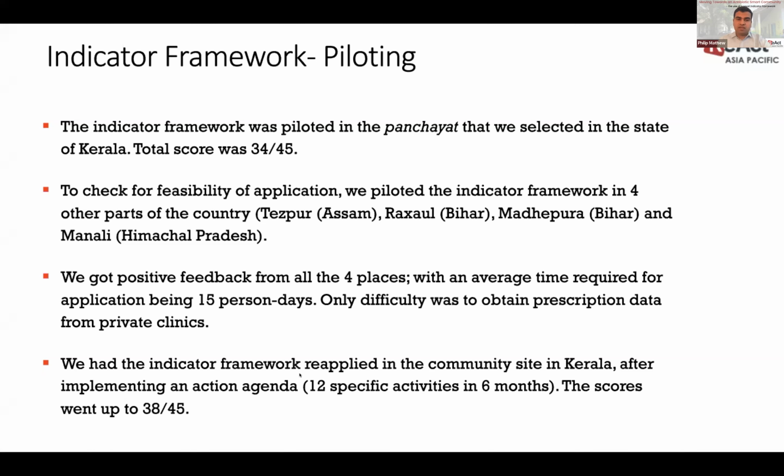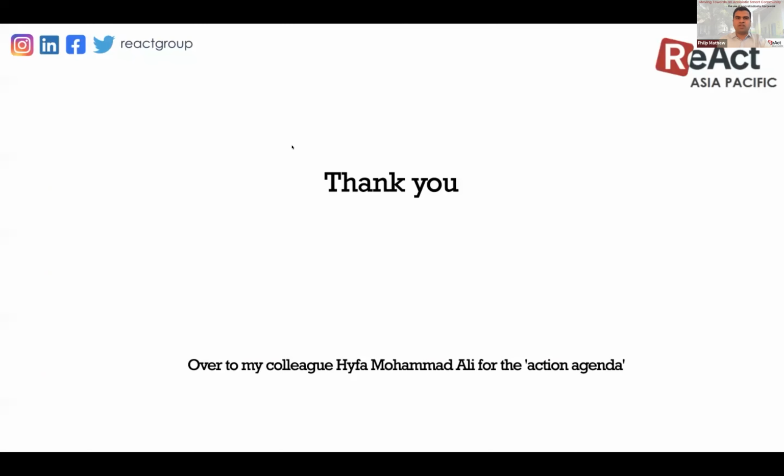We had the indicator framework reapplied in the community site in Kerala after implementing an action agenda. Action agenda essentially is a set of 12 specific activities which we implemented in 6 months. These activities were based on the insights that we generated through the initial piloting phase for the indicator framework. After these 12 specific activities were implemented over a period of 6 months, this framework was reapplied and the scores went up from 34 to 38. So we could conclude that this whole framework is sensitive enough to pick up changes on the ground.